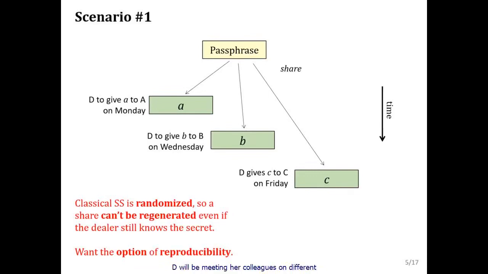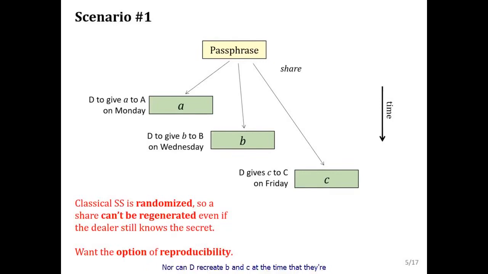D will be meeting her colleagues on different days as she travels internationally. It is crucial that, as she travels, crossing international borders, the passphrase never resides anywhere but inside her head. But that's already a big problem. If the shares A, B, and C are generated on Monday, when A is needed, what to do with B and C? It's impractical to memorize them, but D can't just write them down or store them on her laptop or phone, as that's equivalent to storing the passphrase in the clear.